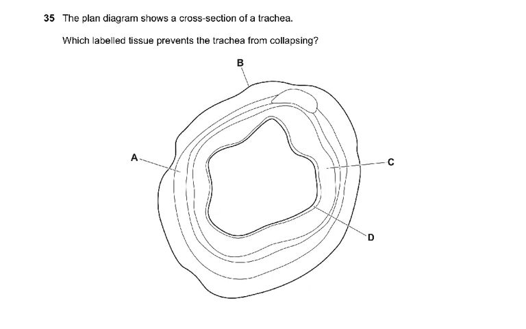Then it says the plan drawing shows the cross section of a trachea. Which labeled tissue prevents the trachea from collapsing?